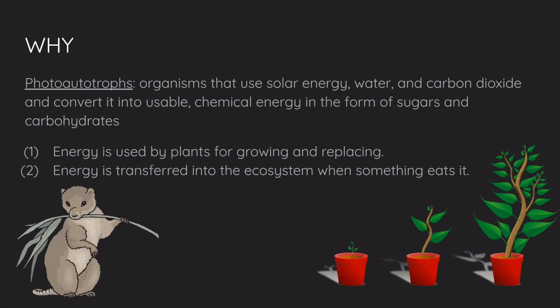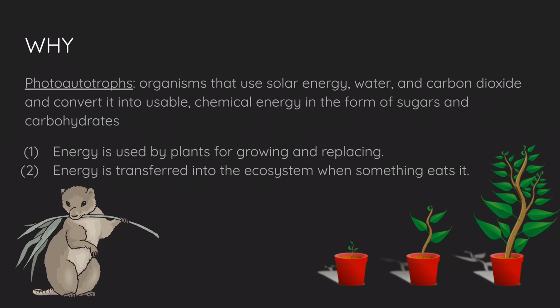The light reactions occur so that photoautotrophs can use this chemical energy to do processes such as growing, reproducing, etc. Photoautotrophs are organisms that use solar energy, water, and carbon dioxide and convert it into usable chemical energy in the form of sugars and carbohydrates. If we break down this word, photo means light, auto means self, and troph means to feed. Essentially, a photoautotroph self-feeds using light energy.